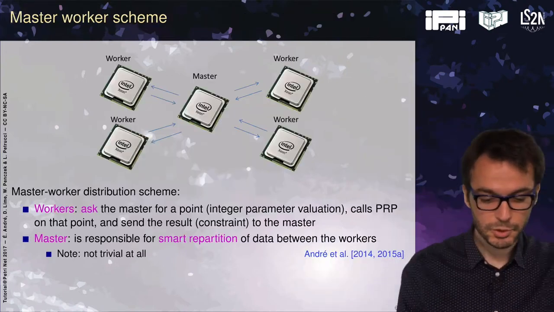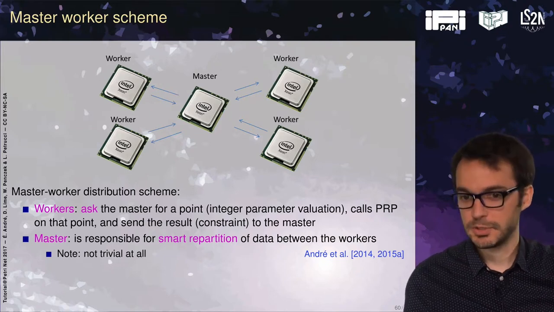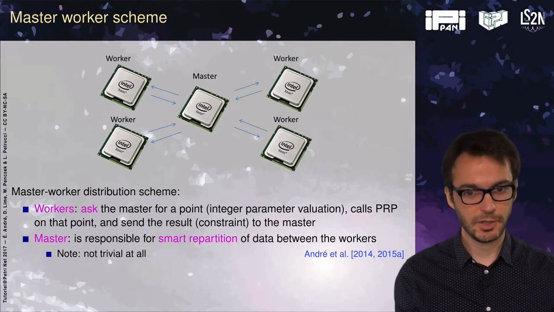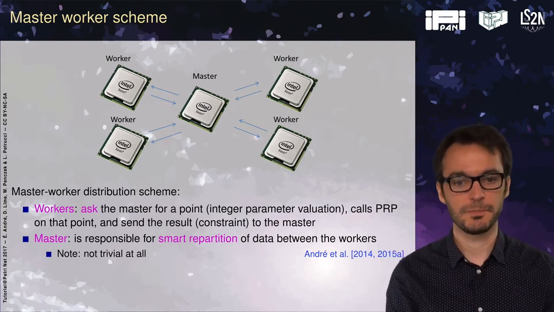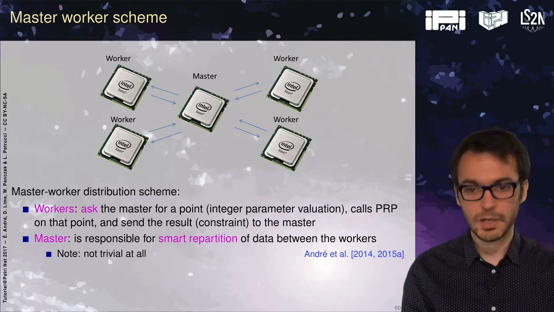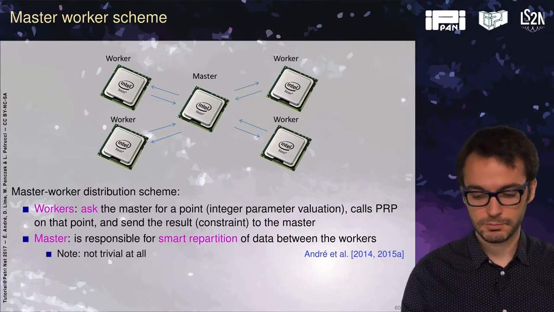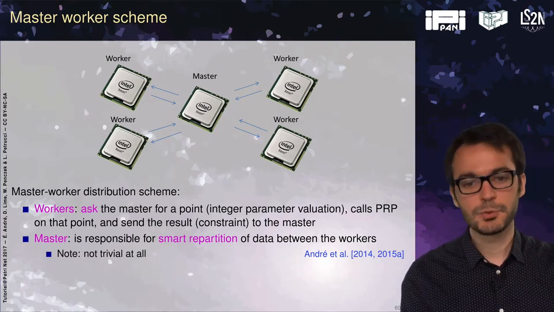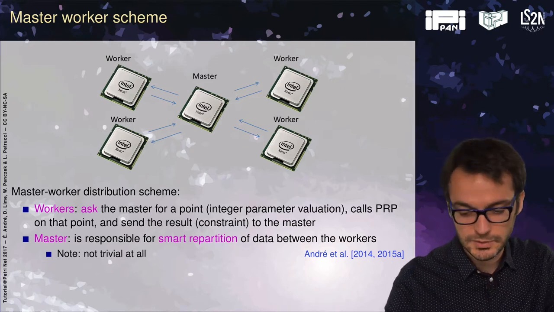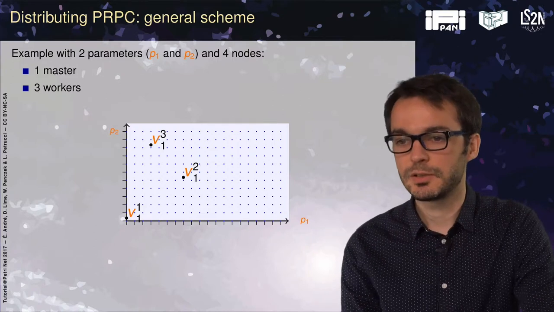Now in the master worker scheme, the workers will ask the master for a point, so an integer evaluation, will call PRP on that point, find the constraint, and send the result to the master. The master will be responsible for the smart repartition of the data between the workers, and it is not trivial at all. We've been working on different algorithms to try to be smart for this data repartition, and it's not always easy. Let me show now a distributed scheme.